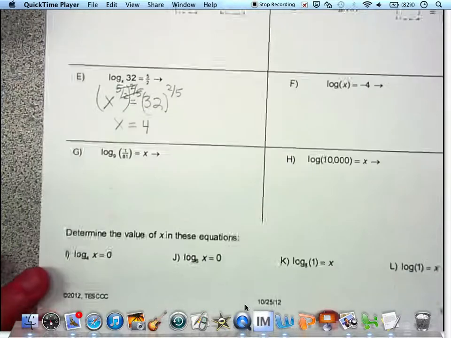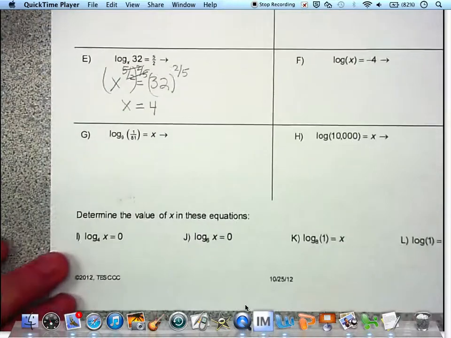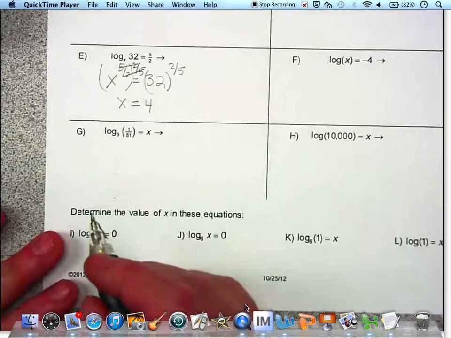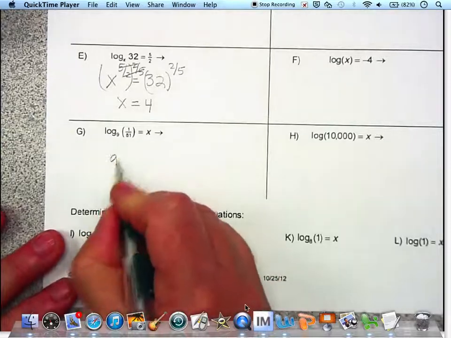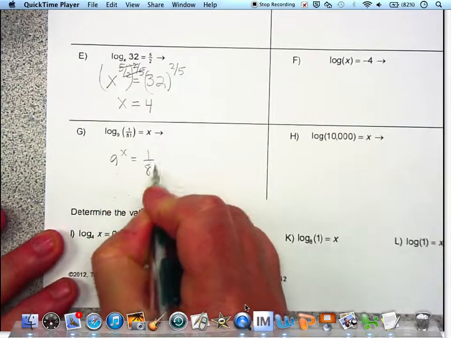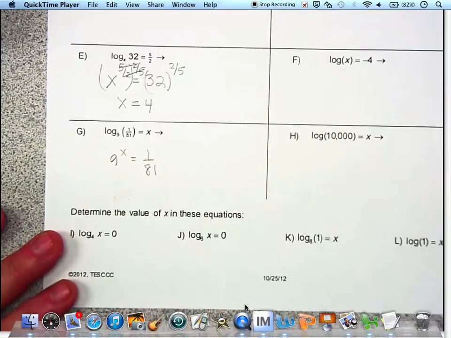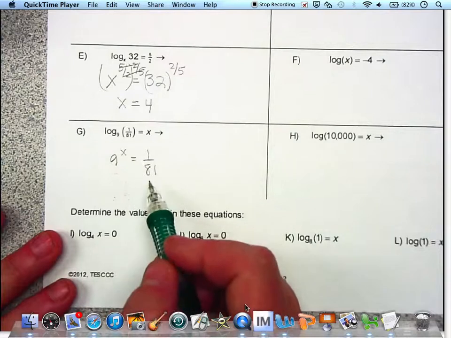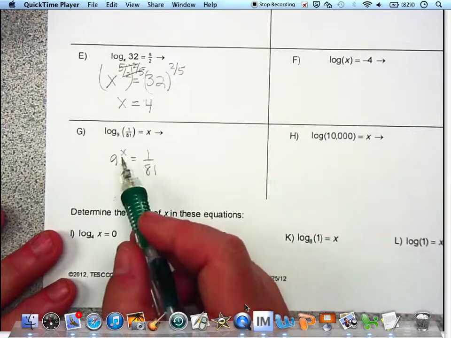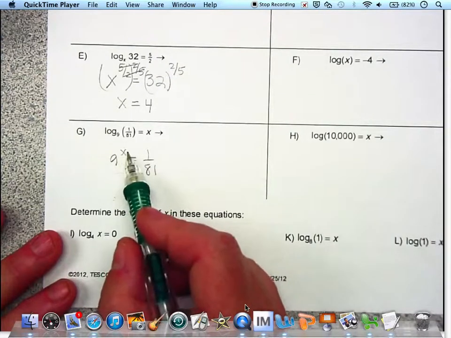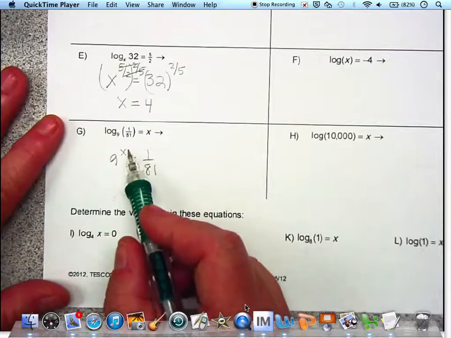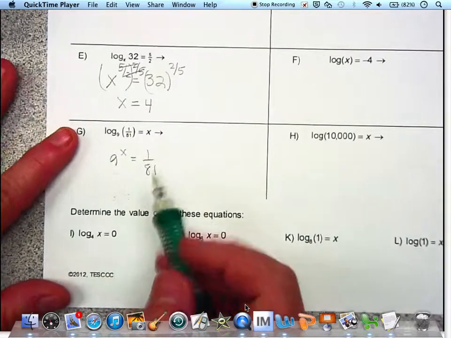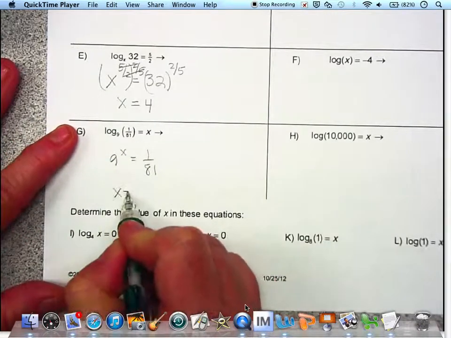Oh yeah, G's a little different. Y'all want to skip down to G? Sure. Okay. How do you rewrite G? 9 to the x equals 1 over 81. 9 to the 2 is 81. So this is going to be a 2, but it'd be 1 over. How do you get it to be 1 over 81? Remember, you make it negative. Remember, negative exponents mean reciprocals. Okay, so we could say x equals -2.